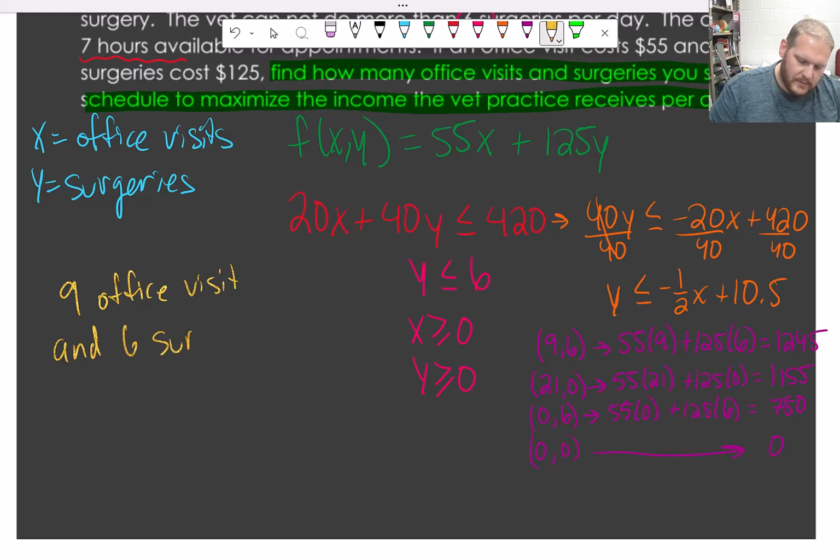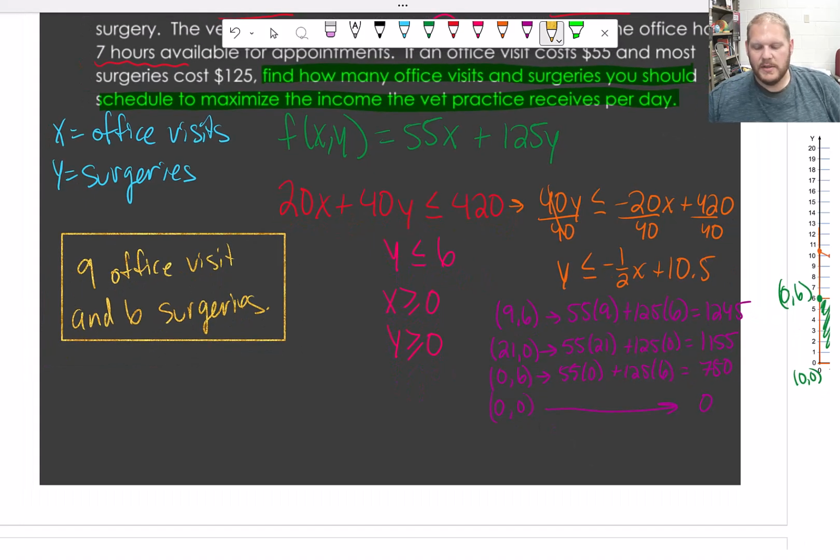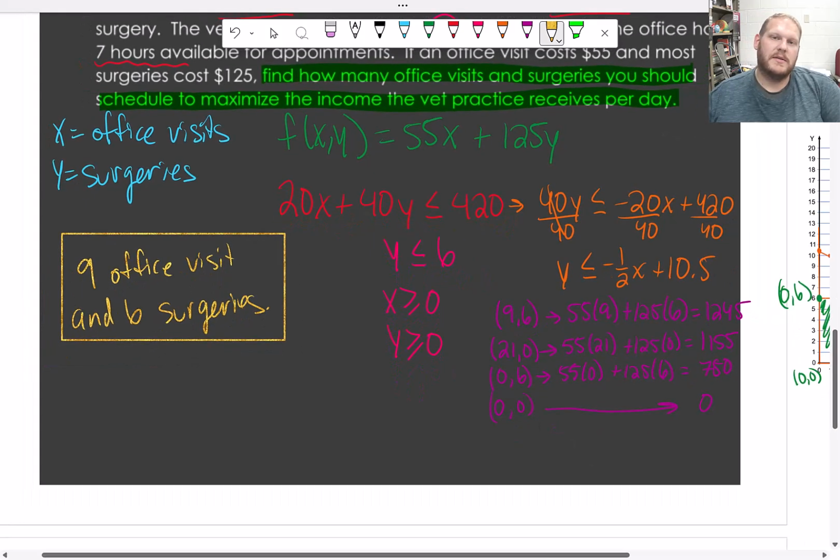And that is my solution. I'm gonna make that look more like a 6 instead of a weird G. There we go. So that is my solution because that is the answer to the question of how many office visits and surgeries should we schedule to maximize the income of the vet practice per day. So that is our linear programming word problems.